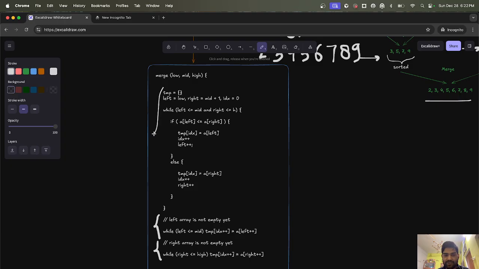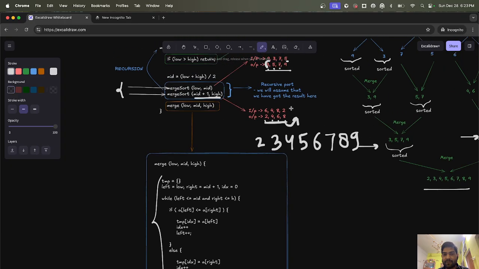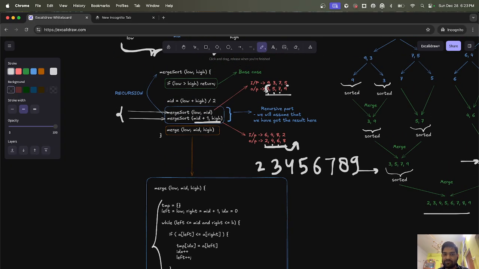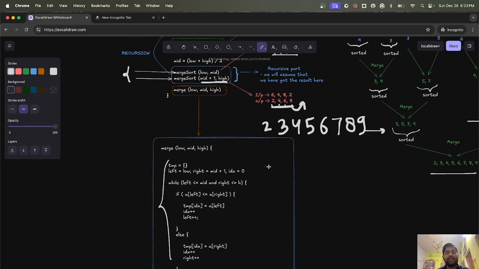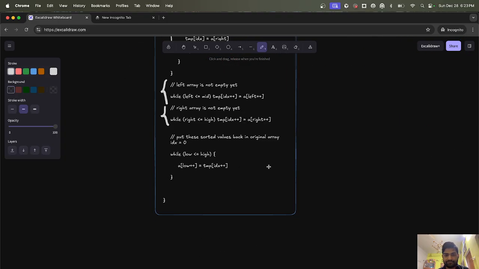This is the same logic which I have done. Basically, it is comparing which one is shorter, then storing it, then moving forward, and then again comparing. So this is what is happening here. And if there are any remaining elements in the first subpart or in the second subpart, then we will be storing them later, right? So this is that part, correct?